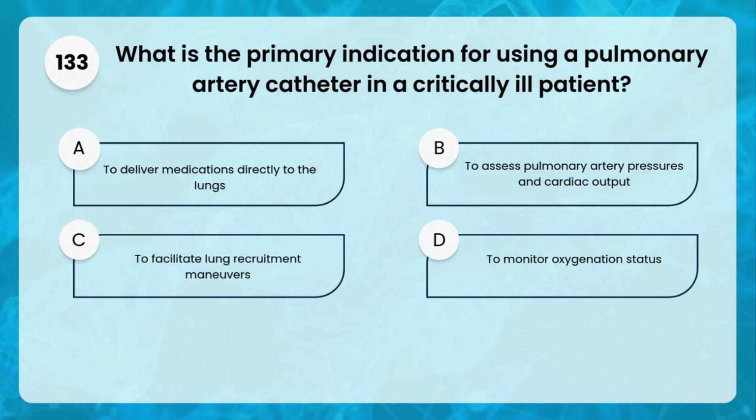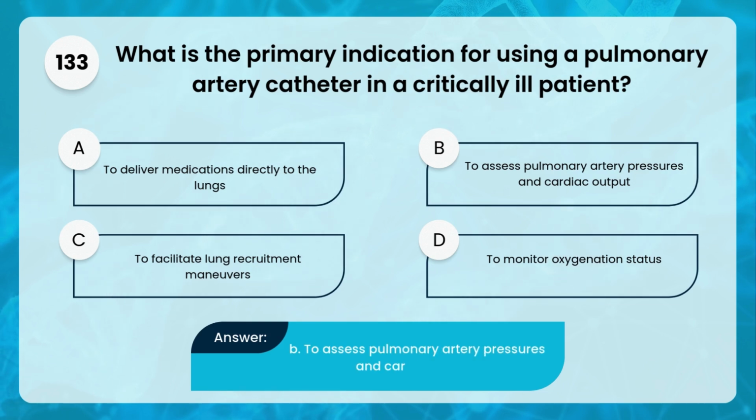To assess pulmonary artery pressure and cardiac output. C. To facilitate lung recruitment maneuvers. D. To monitor oxygenation status. The answer is B. To assess pulmonary artery pressures and cardiac output.